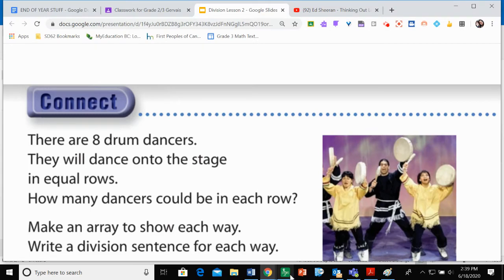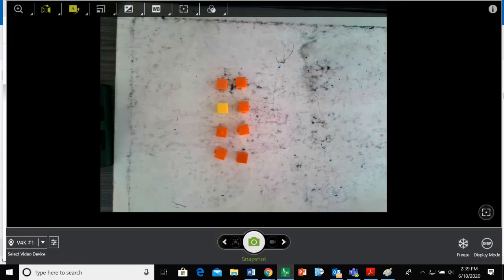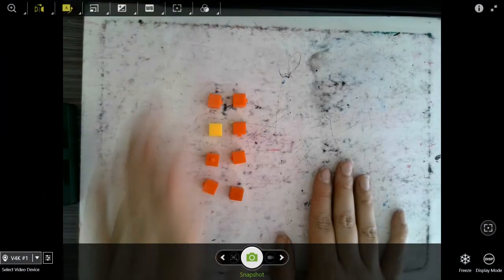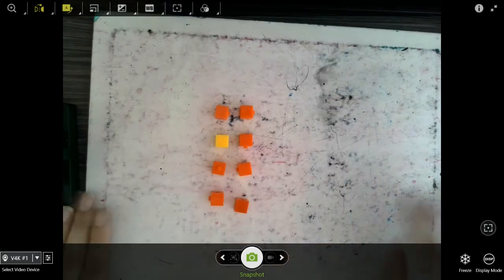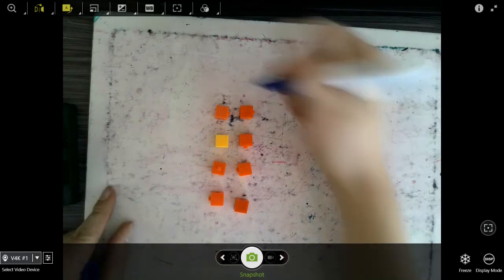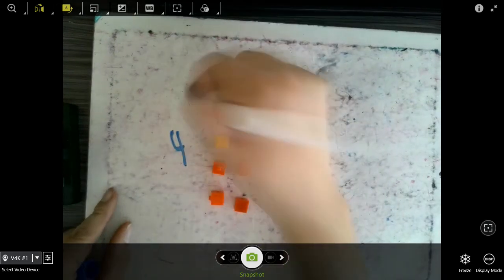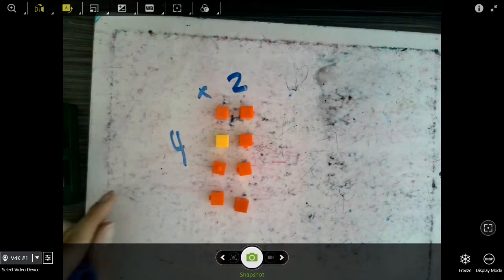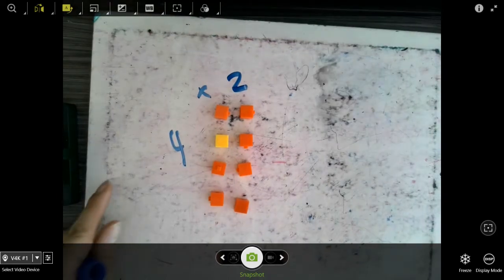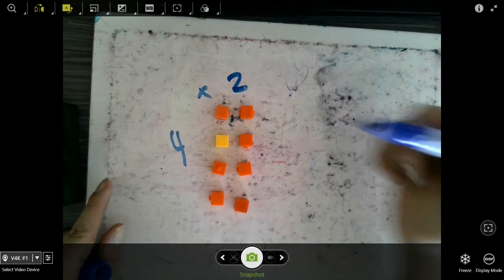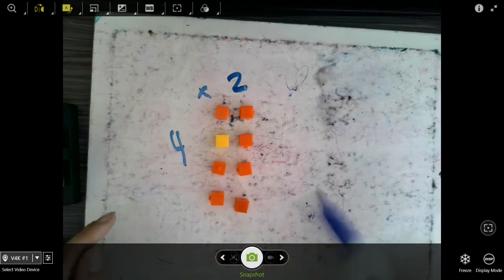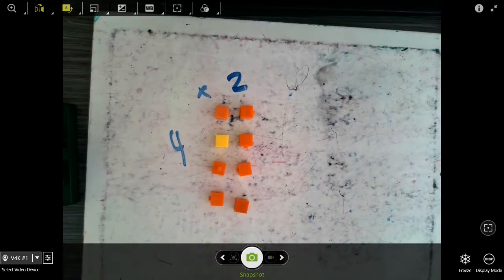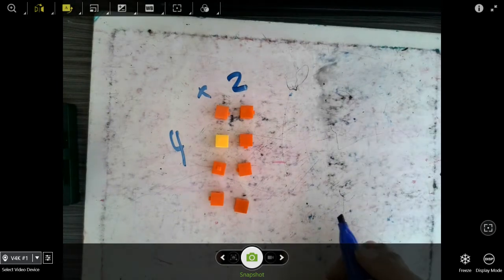All right, so what I'm going to do is show you my whiteboard here. And here I have 8 pieces. And different ways we could make it, 2 by 4, right? Normally that would be 2 times 4, which is multiplication. But when we write it as a division sentence, because it's 2 columns, 4 rows, right? So 2 times 4 is 2, 4, 6, 8, or 4, 8. So when we write it as a division sentence, we always start with the total.